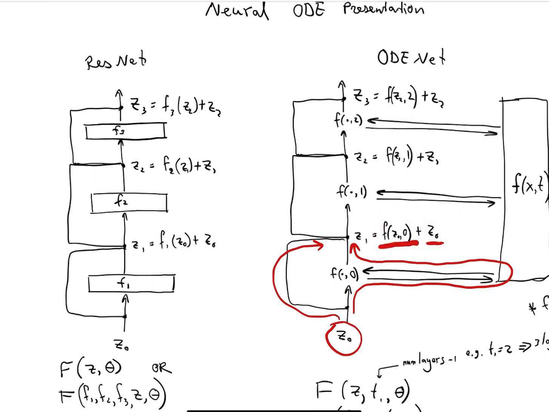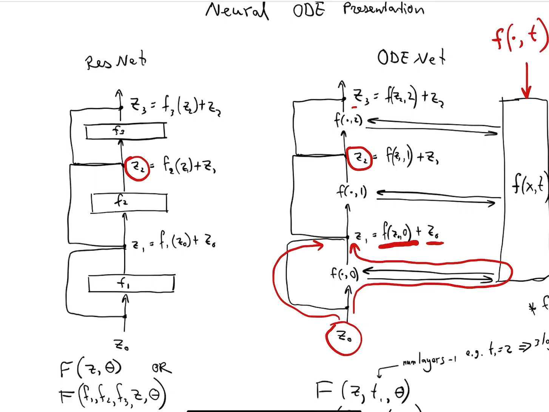Similarly, to calculate z2, we're going to call this shared layer with f of z1, comma 1. This is going to represent our second layer, plus the z1 input. So you can see that this way we can compute any output we computed on the left equivalently by just calling the shared network on the right with some input, comma, and the value of t that represents the layer we want to compute the output for.